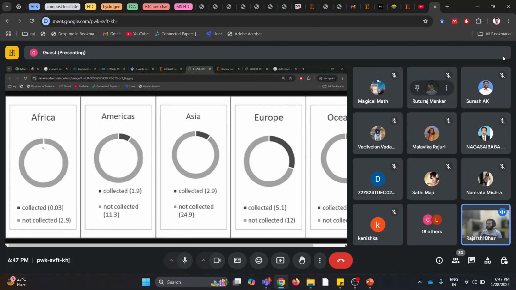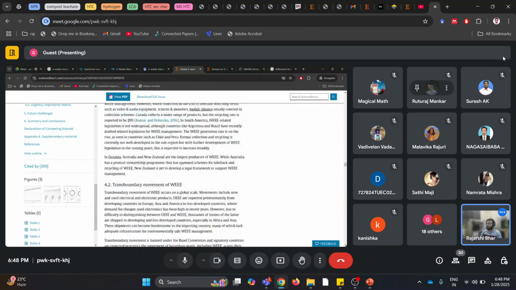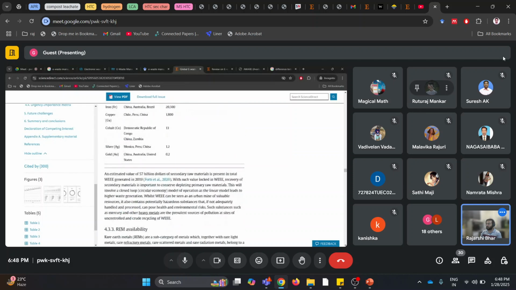So you see that almost the entirety of the waste generated in Africa is not collected, because the total waste generated is 3.2 million tons, and out of that, only 0.03 million tons is collected. In America, the scenario is a bit better. Asia is similar. Europe has superb waste collection efficiency, and then Oceania. So now, do we have anything else? I don't think so.